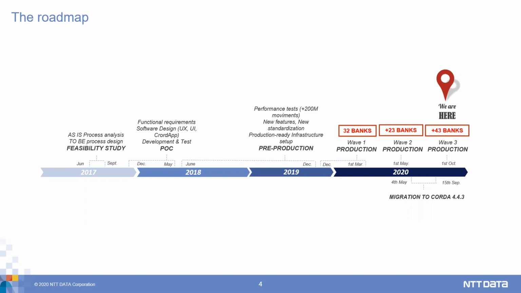After that, in December 2019, we finished the pre-production phase. We had the green light to move to production. And on 1st March, in the middle of COVID, we moved the first wave of 32 banks to production. The second wave of banks was migrated on 1st May, and the last wave on 1st October. That's why today we have 98 banks in production. In the middle of the second and third waves, we also migrated to the latest version of Corda, version 4.4.3, so we also updated the banks in production.